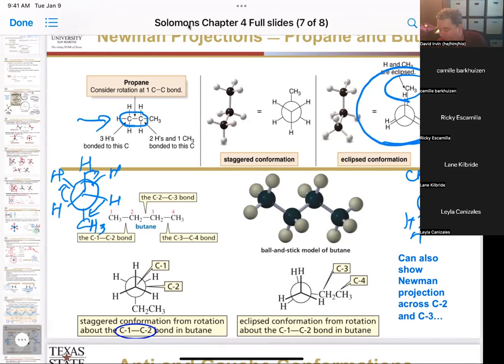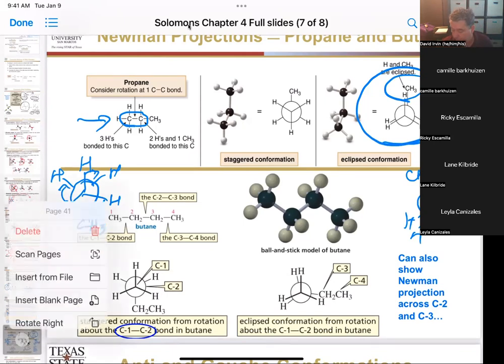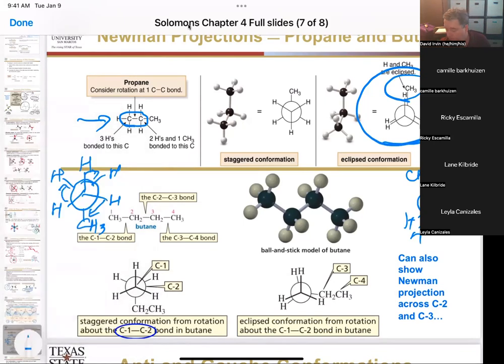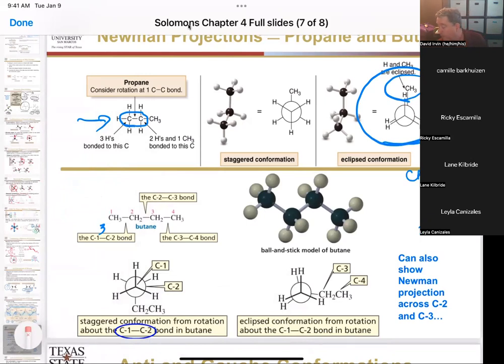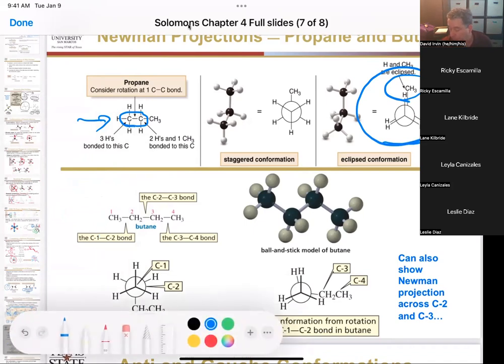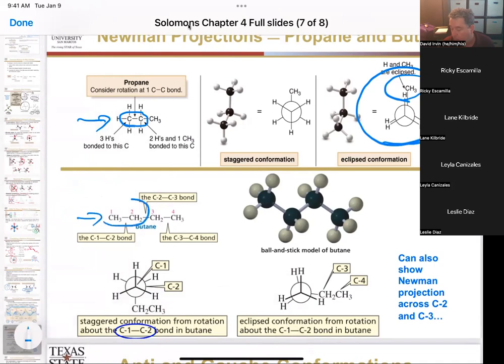Okay. Anyway, so let's go ahead and extend that 1 more carbon and look at butane. Now, we can do butane in 2 different ways. It depends on which 2 carbons you want to look down. Okay, so in this case here, we're going to do butane, but we're going to look down 1 and 2 first. What that means is the 1 carbon is going to have 3 hydrogens on it. The 2 carbon is going to have 2 hydrogens and an ethyl group.